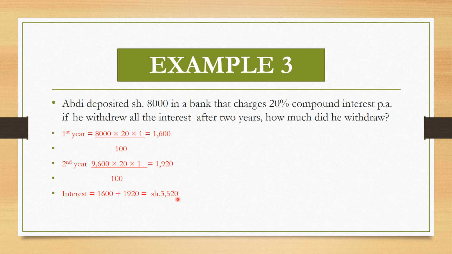3,520. Very easy. So if you're maybe finding the amount, just remember that you will be adding this one plus this one. So it will be 9,600 plus 1,920. But because they said interest only, you will just need to add these two.